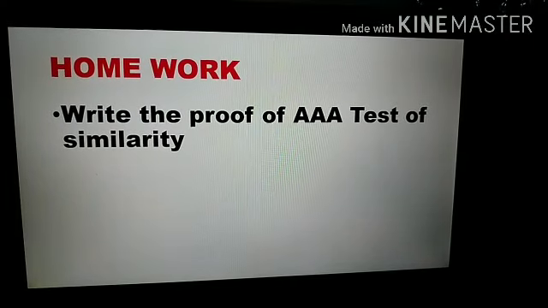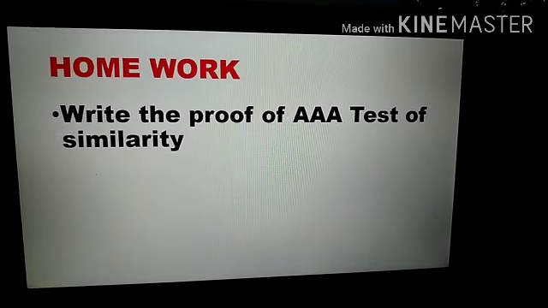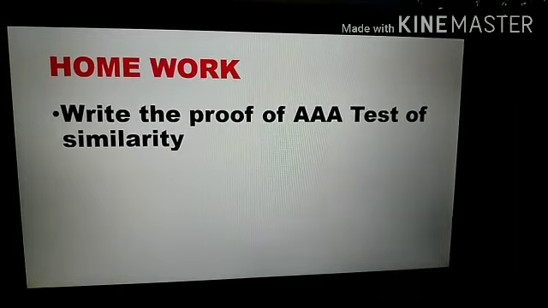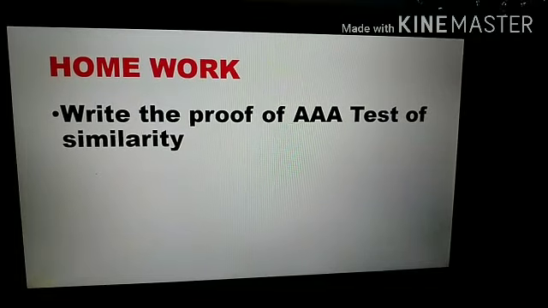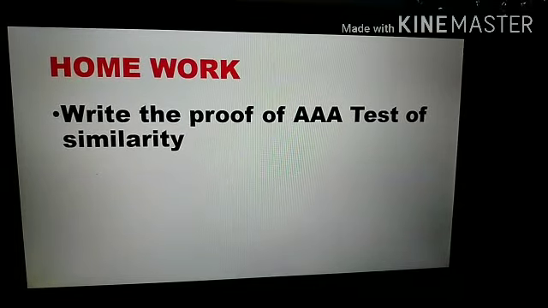Children, your homework for this session will be to write the proof of AAA test of similarity. We'll continue tomorrow's session by learning more tests of similarities. Thank you.